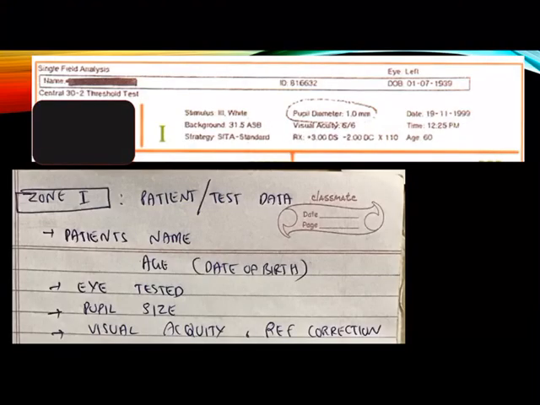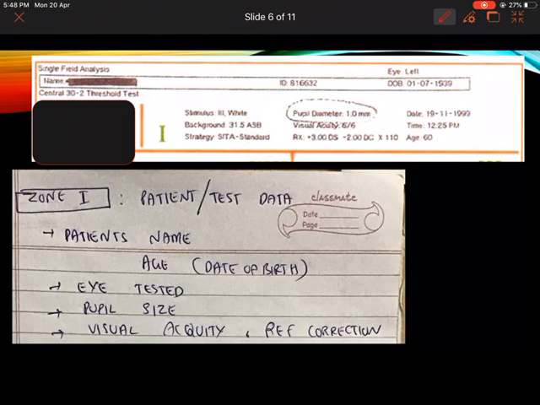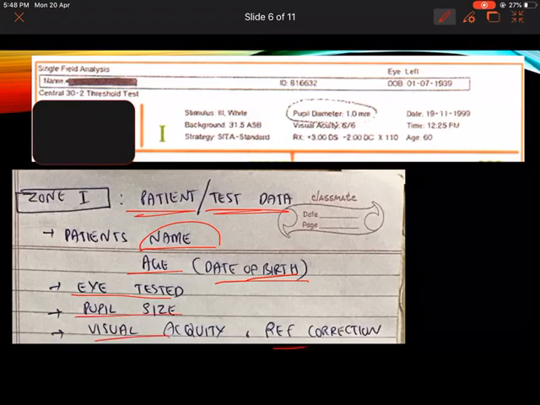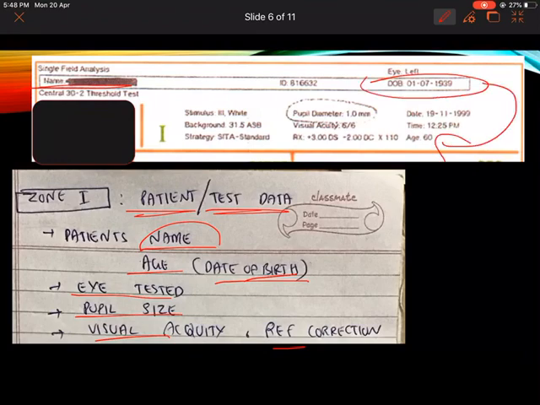Okay, now today we'll discuss only zone 1 and zone 2. What is there in zone 1 and zone 2? Zone 1 is nothing but patient and test data. Patient's name, age, date of birth, height to be tested, pupil size, and visual acuity will be entered here. For example, the patient's name and date of birth will be given here. Based on the date of birth, the patient's age will be calculated.